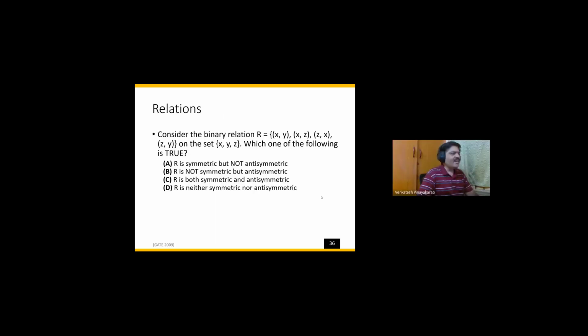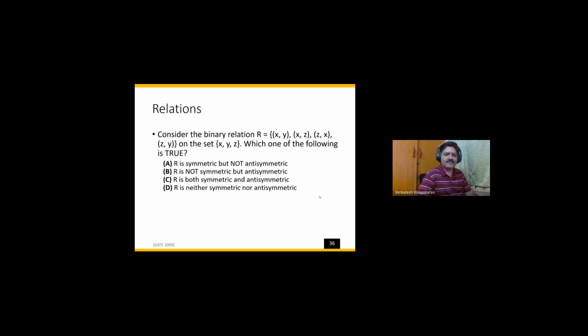So, okay, let's continue with another question. Consider the binary relation R on the set XYZ. Which one of the following is true? R is symmetric but not antisymmetric. R is not symmetric but antisymmetric. R is both symmetric and antisymmetric. R is neither symmetric nor antisymmetric.